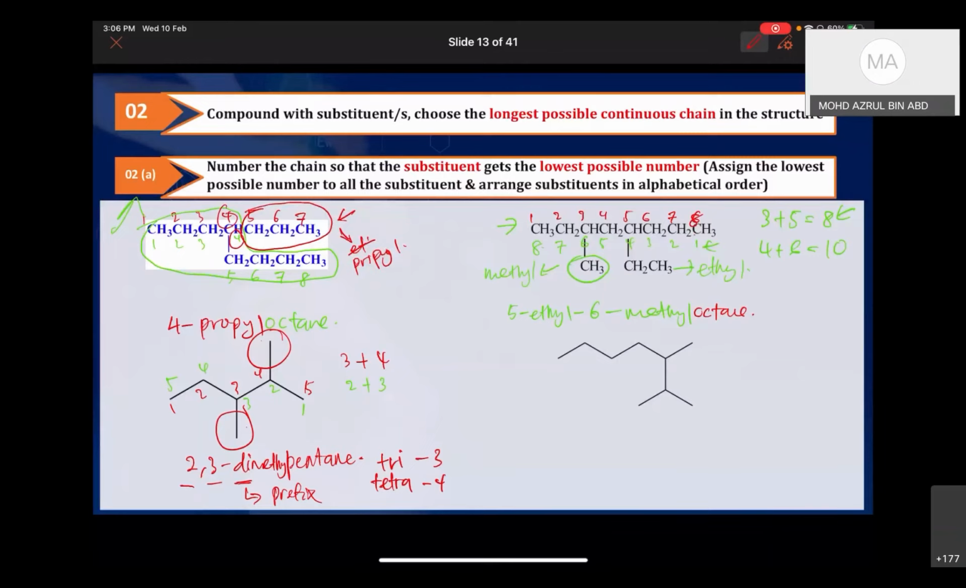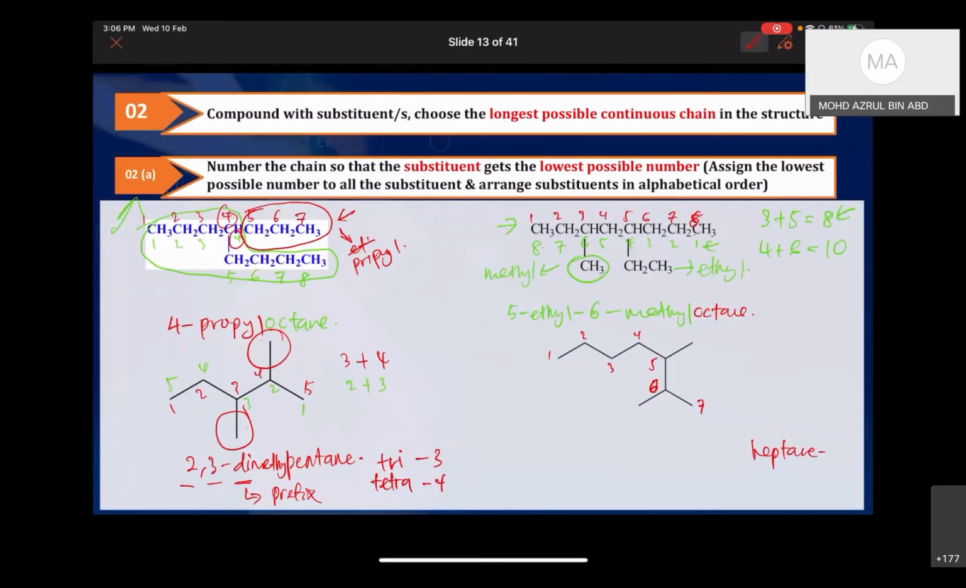Okay, what is the longest chain? 7. Okay, let's see. 1, 2, 3, 4, 5, 6, 7. Okay, 7 carbon. So which means we can name the compound as what? 7 carbon. Heptane. Alright, heptane.